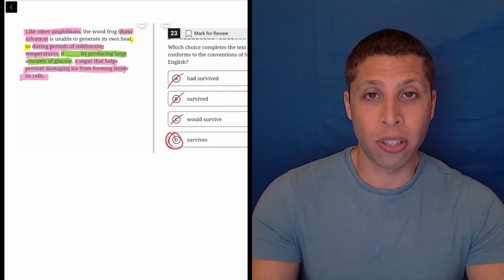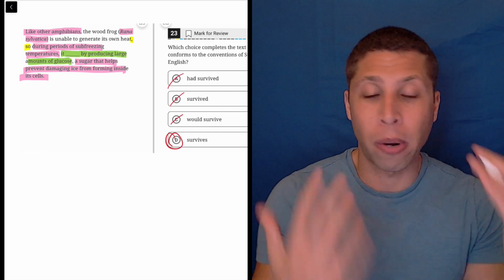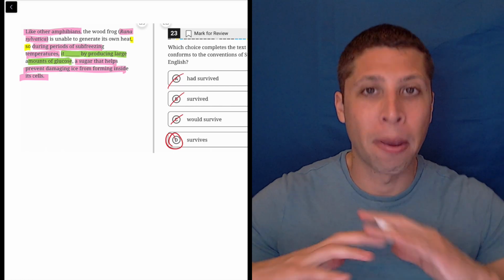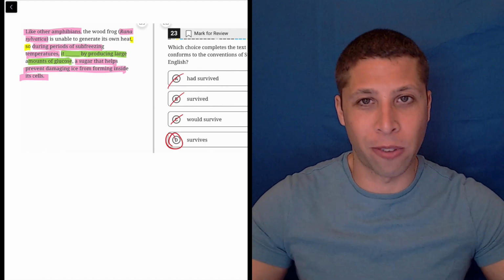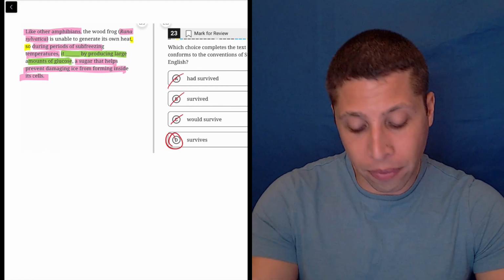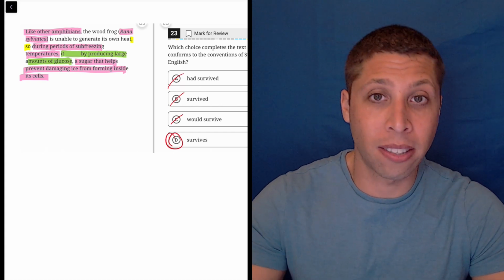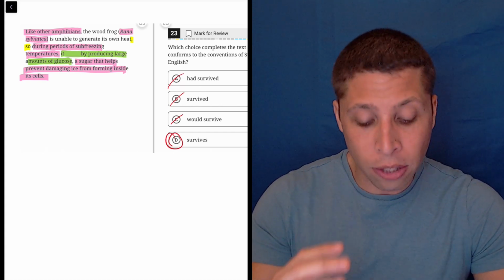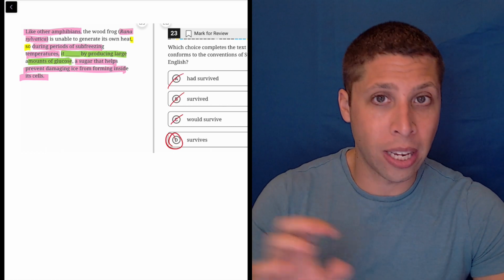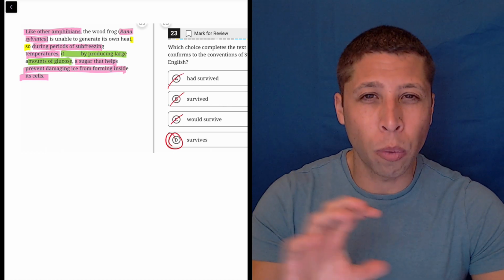So survives is just the most normal verb here. It's just a standard present tense that we're going to use to describe kind of like the normal state of this frog. So hopefully that just sounds good, but if not, we can do this more rigorous process to really prove it. But you still need to, with most tenses, be able to understand how the sentence is built so you can just hear which version we need.